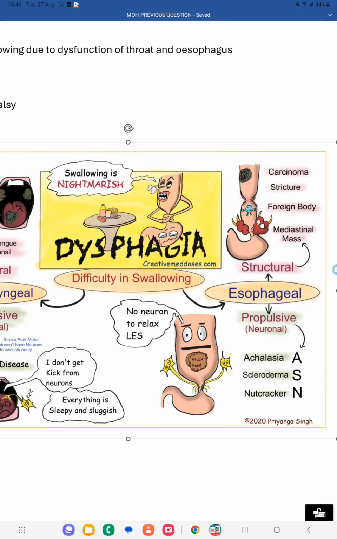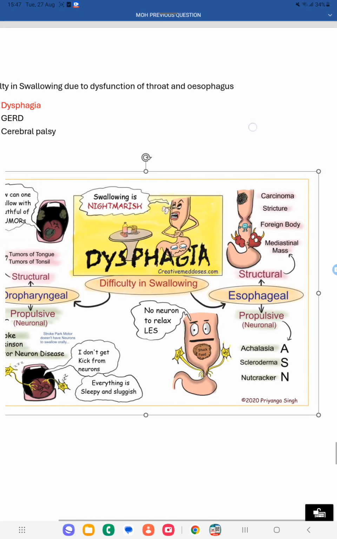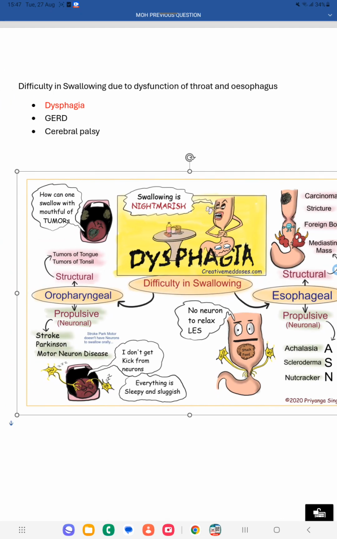Because of a neurological problem also you can get difficulty in swallowing. The neurological problems affecting the esophagus are achalasia, scleroderma and nutcracker esophagus. Through that way the patient will get difficulty in swallowing. So that is called dysphagia: difficulty in swallowing due to dysfunction of the throat and esophagus. So the condition is dysphagia.